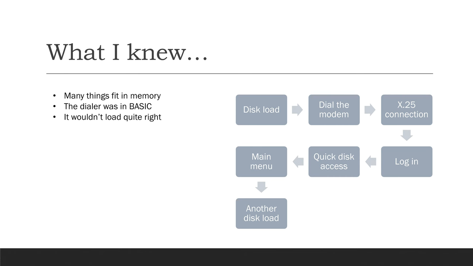It was very odd. And I knew that there was this whole chain of things that had to be in memory at once. So there couldn't be that much code involved in this. It was a big, long disk load, as would be familiar to a Commodore owner. It would automatically dial the modem, make the X25 connection, log in. There was a very brief disk access, so you weren't really loading program code at that point. And the main menu would show up. And so I'm like, this is all in memory at once, but then there'd be another disk load, so I knew I was going to have more to understand.